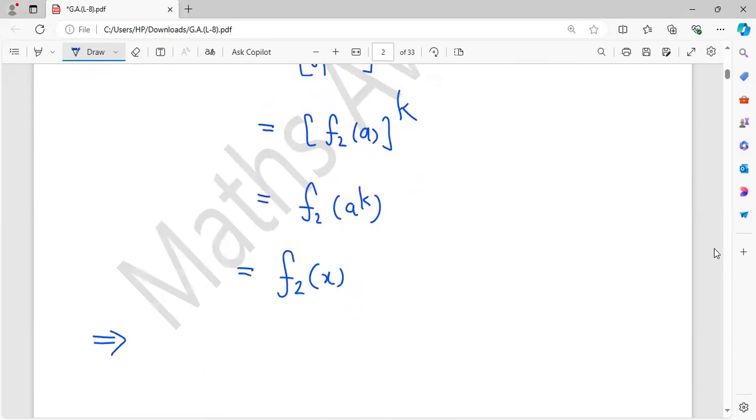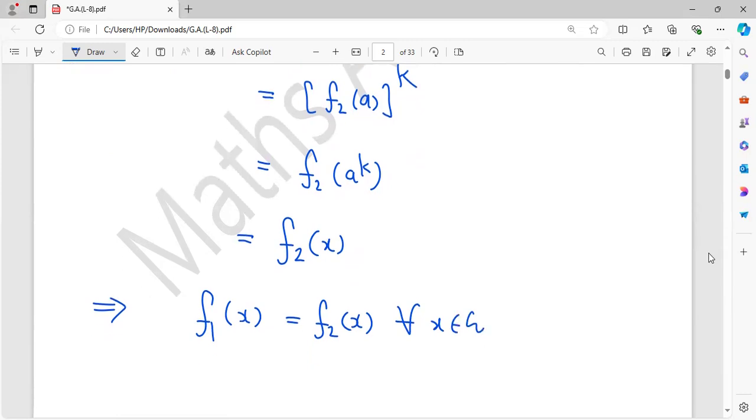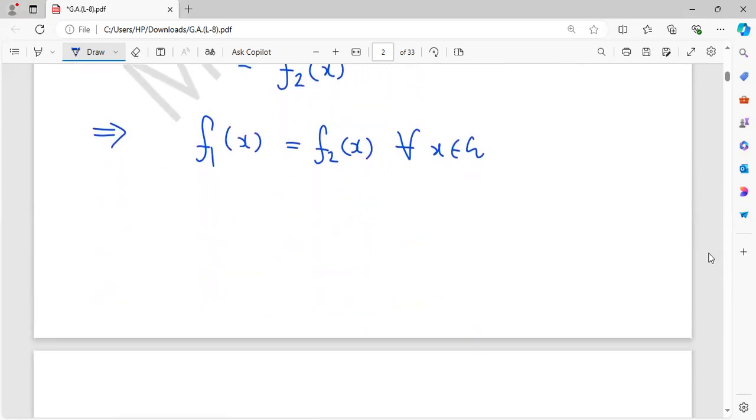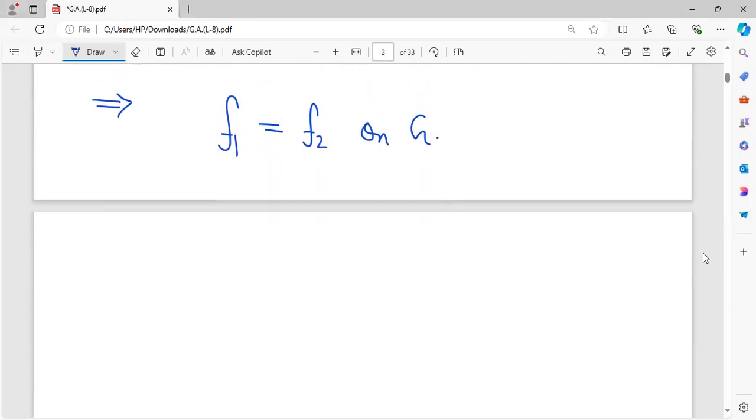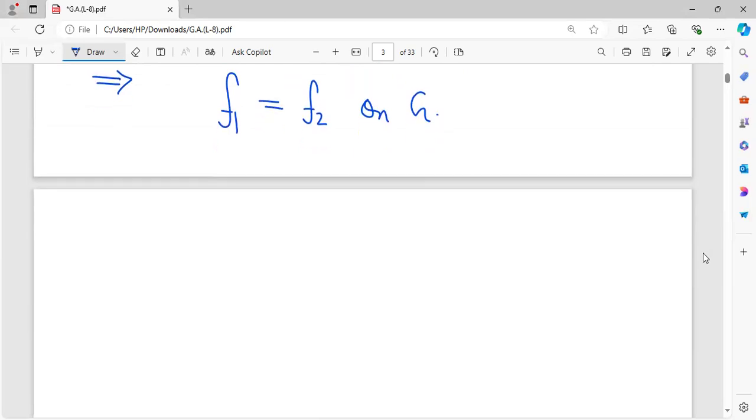So this implies F1x is equal to F2x for all x belongs to G. So this implies F1 is equal to F2 on G. So this is done.